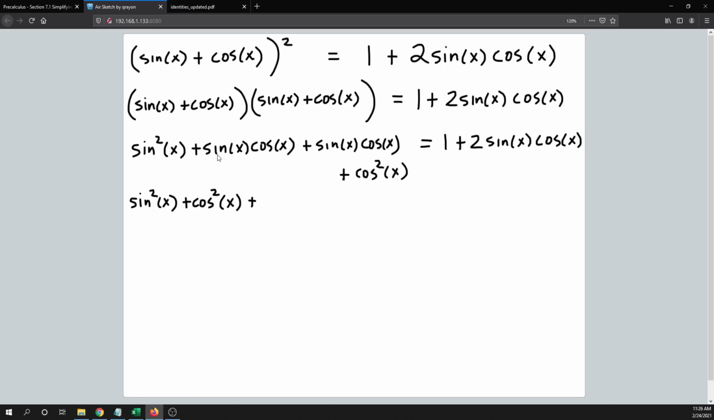And then now looking at what's left over here, the other two terms, I have sine x cosine x and sine x cosine x here. Those are like terms, right? They have the same variables, same exponents, everything looks the same. So here I have one sine x cosine x, and here I have another, right? So one of these plus another one gives me 2 sine x cosine x altogether. Okay? And then the right-hand side is just tagging along.